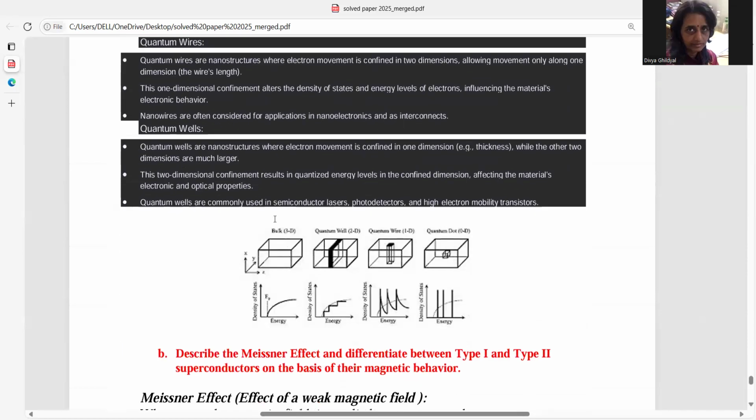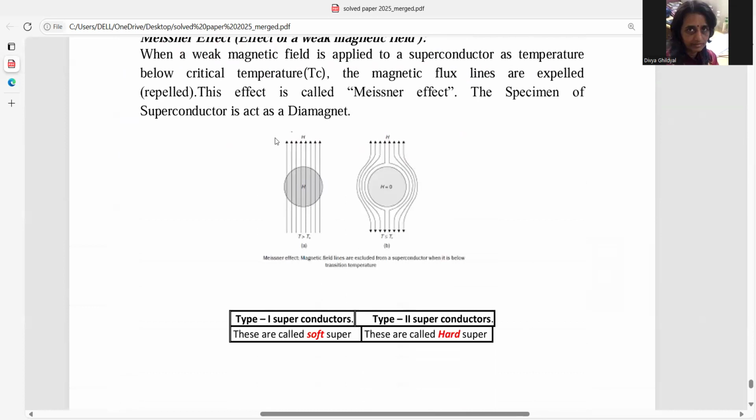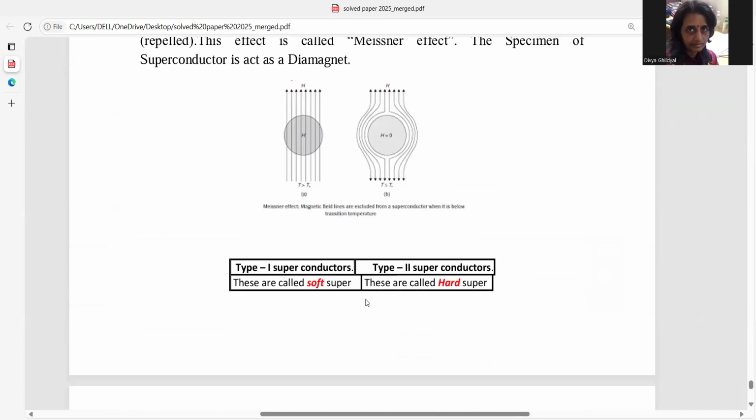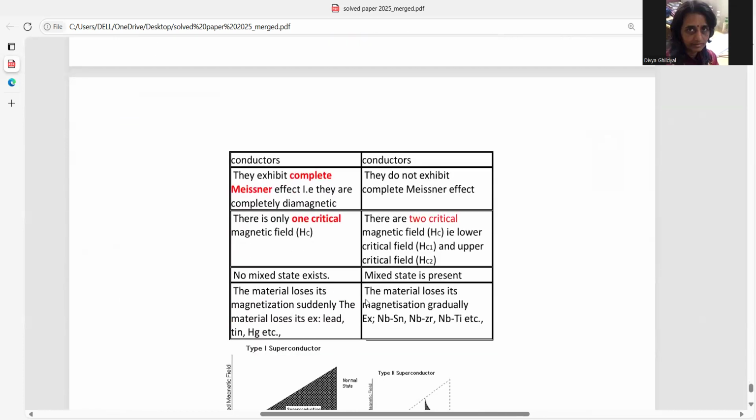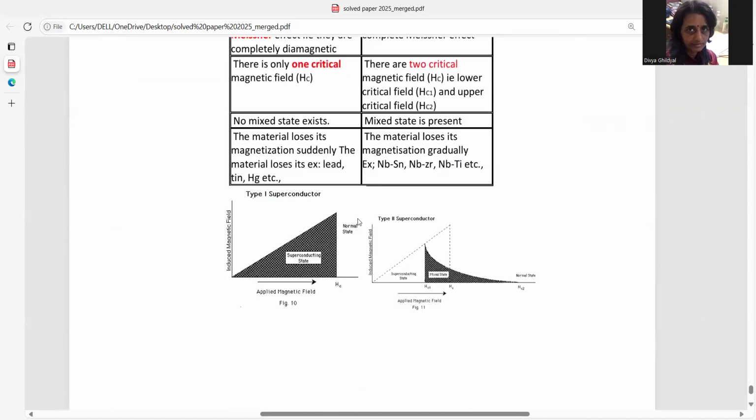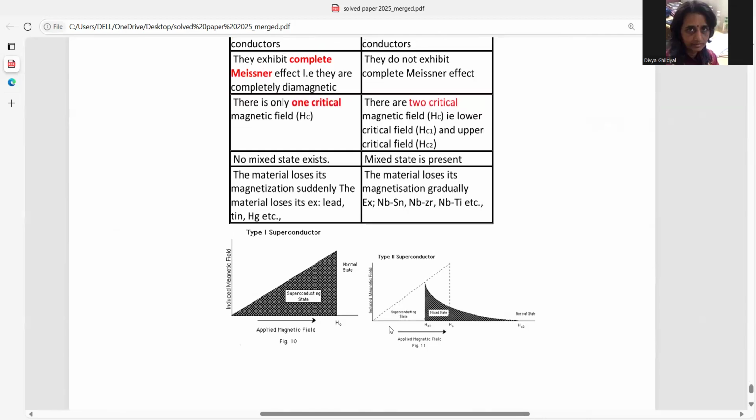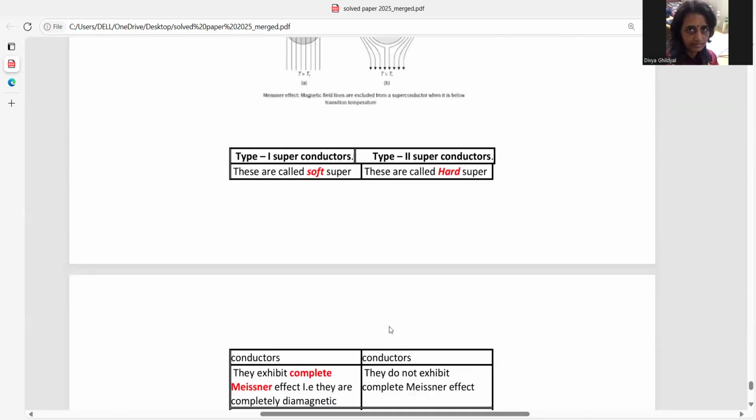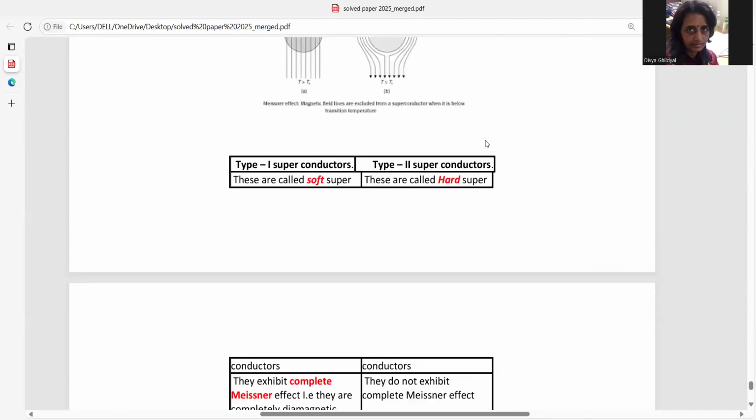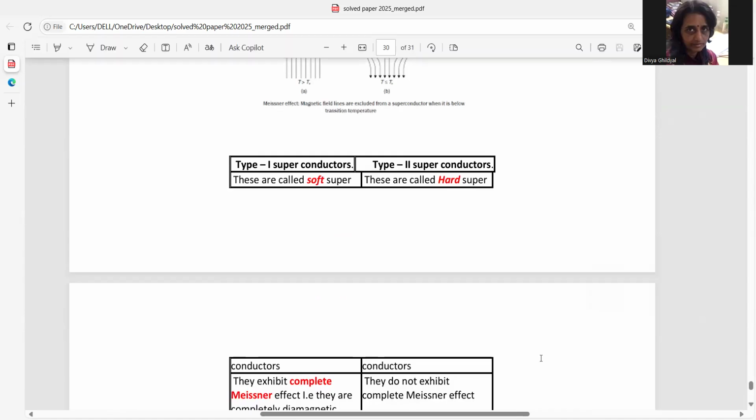Meissner effect, draw this diagram. And for type 1 and type 2 superconductors, try if possible with this table, so that it becomes very clear. So on the whole, I think it was a very easy paper.